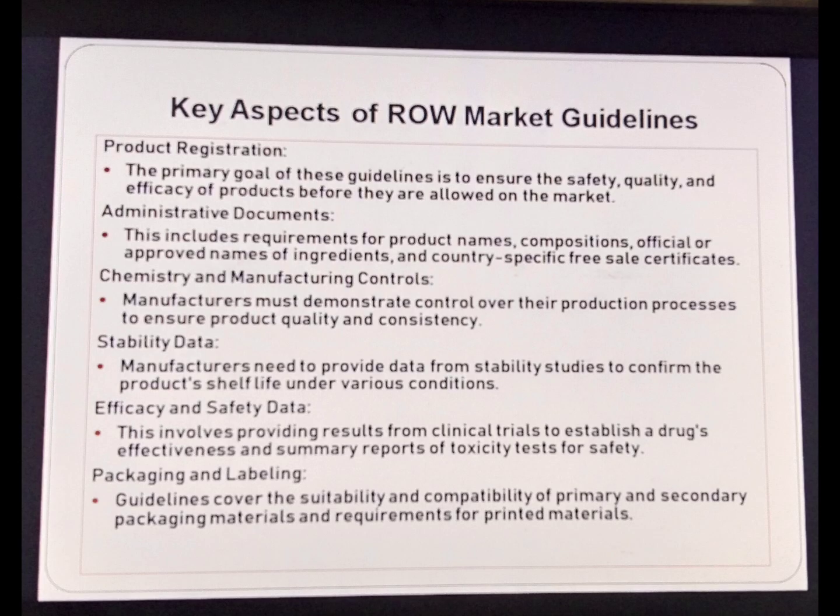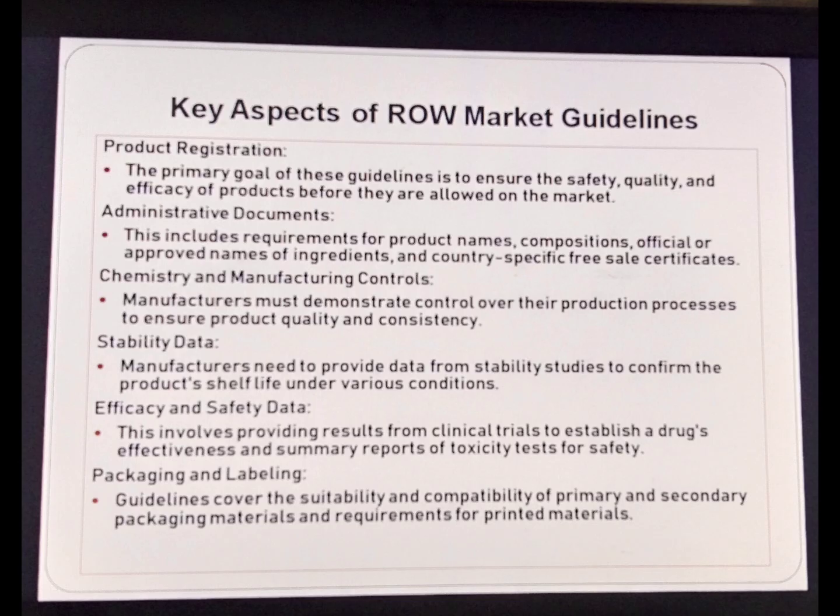Key aspects of ROW market guidelines. Product registration. The primary goal of these guidelines is to ensure the safety, quality and efficacy of products before they are allowed on the market. Administrative documents. This includes requirements for product name, composition, official or approved names of ingredients and country-specific free sale certificates. Chemistry and manufacturing control. Manufacturers must demonstrate control over their production processes to ensure product quality and consistency. Stability data. Manufacturers need to provide data from stability studies to confirm the product shelf life under various conditions.